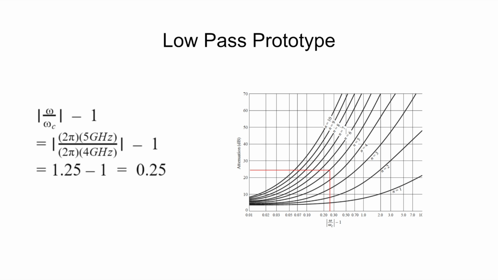To start off our low-pass prototype, we used the magnitude of omega over omega c minus 1 to get 0.25. We then used Pozar's 3dB ripple graph and plotted the value of 0.25 on the x-axis to find an intersection of at least 20 dB, which we found to be at n equals 5.